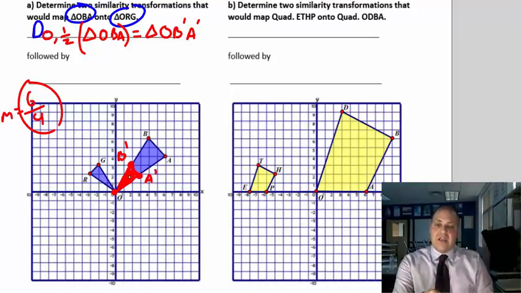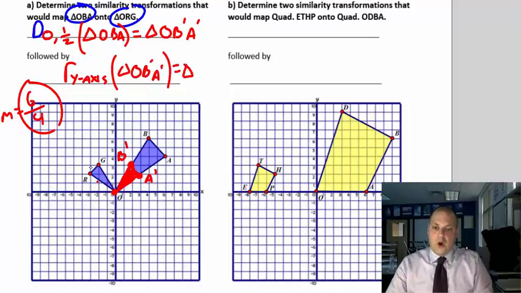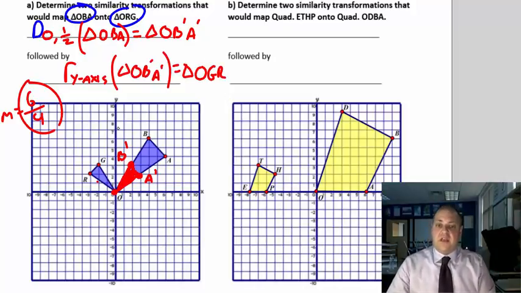Now, see the red? And then how it would flip over to the purple, if that's purple or blue, okay? If it would flip over the y-axis. So that's what it's followed by. Reflection, y-axis of triangle OB prime A prime equals triangle OGR. Okay, equals triangle OGR, and that is it. So we have a dilation of a half followed by reflection over the y-axis. Pretty simple.